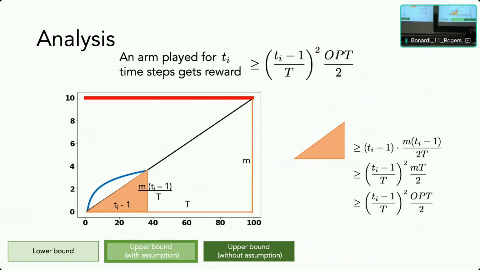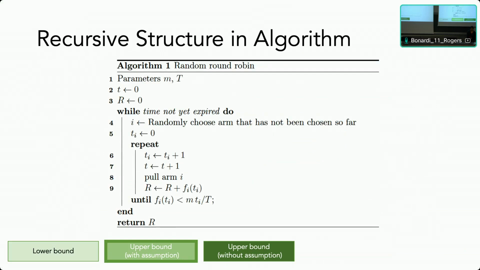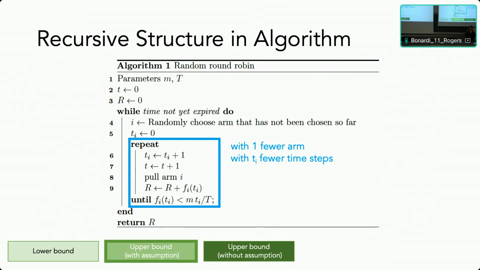So that's good. And now we can use that to analyze the total amount of reward that the algorithm gets. And to do that, we're going to exploit some recursive structure in the algorithm. So this repeat block that I've boxed is doing the same thing over and over, but with one fewer arm and t i fewer time steps each time.